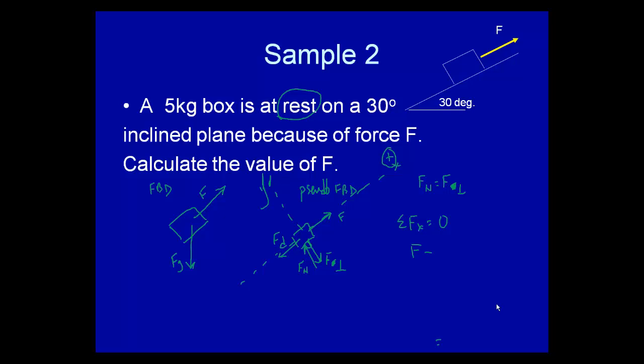So therefore F minus F down has to equal 0. F down is negative because it's acting down. F is positive because it's acting up. So therefore F has to equal F down. Now we go back to what we talked about earlier. F down is mg times the sine of 30 degrees. Well, 5 kilograms, 5 times 10 is 50 newtons. 50 newtons times 0.5 is 25 newtons. So 25 newtons would hold it in place.